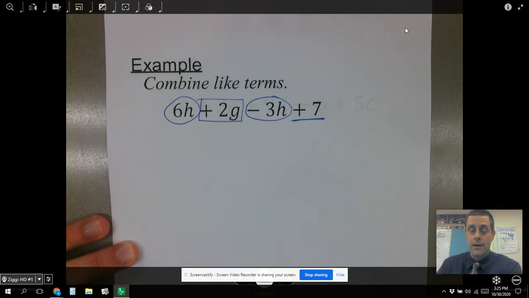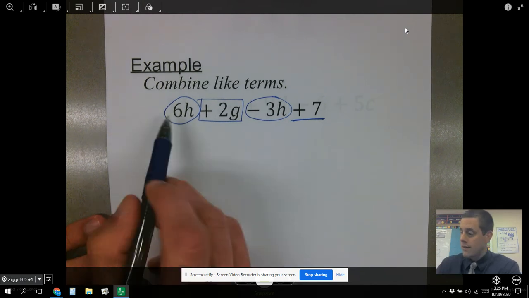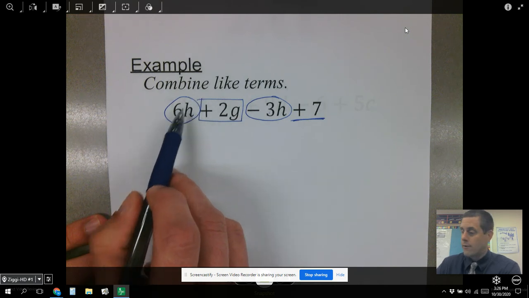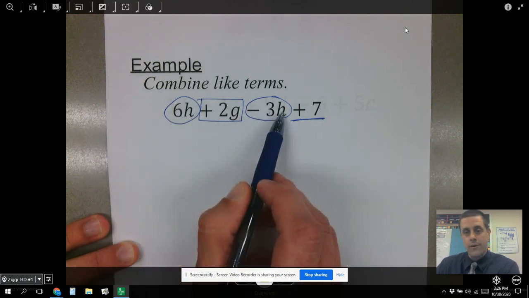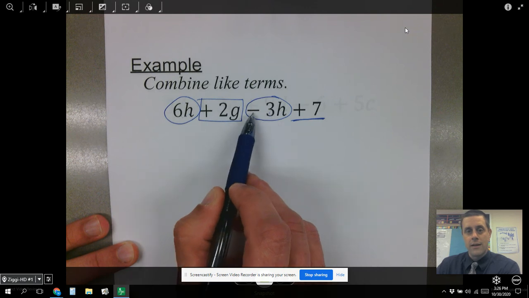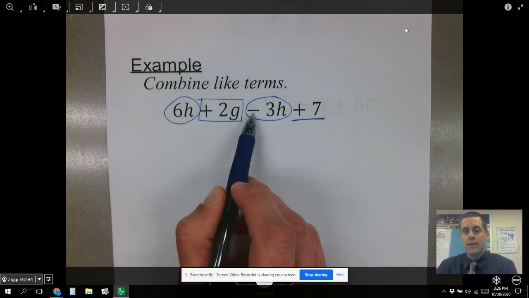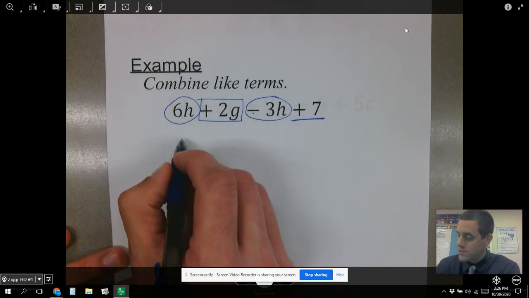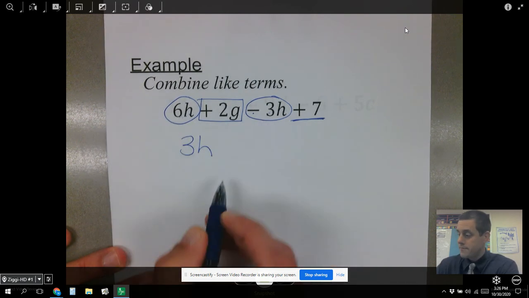So let's combine all the terms that are like. My circle terms that have a variable h and a power of 1. I have 6h and I have 3h. In front of my 3h is a minus sign, so I am going to combine those terms using subtraction. 6h minus 3h is 3h.